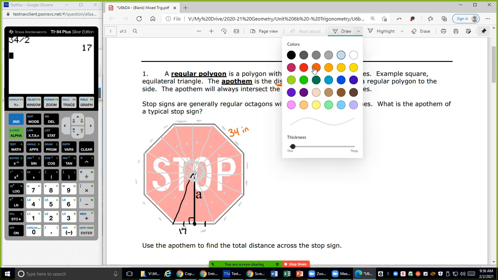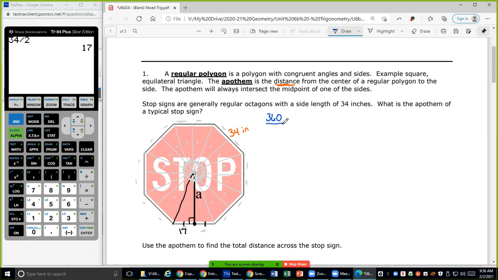So if I take that 360 degrees and divide it into 16 little angles, let's see how big each angle is. 360 divided by 16, each of those angles is 22.5. So that means this angle right here is 22.5.